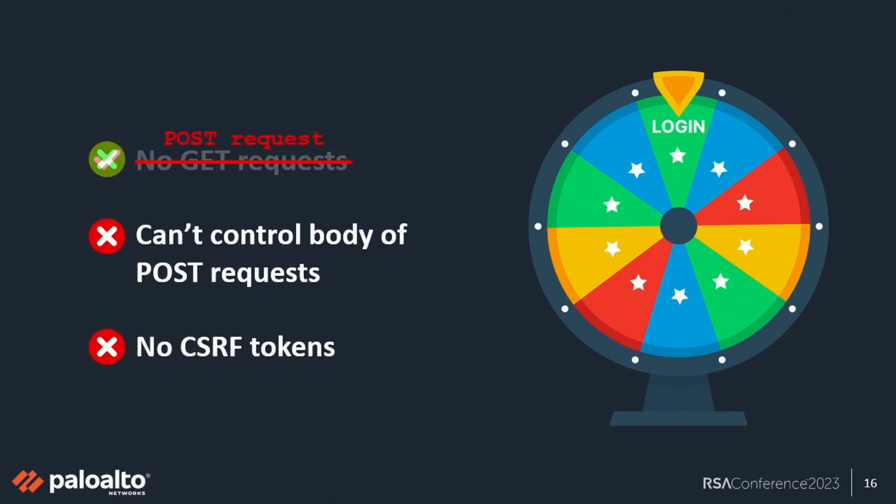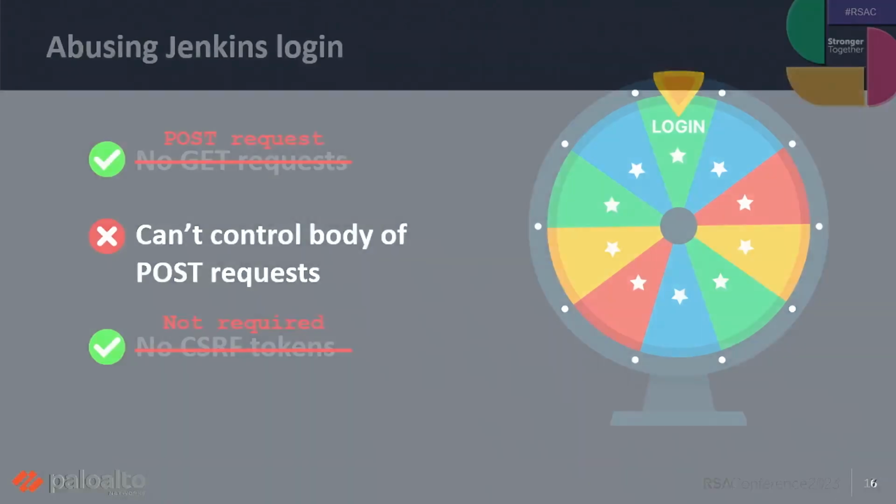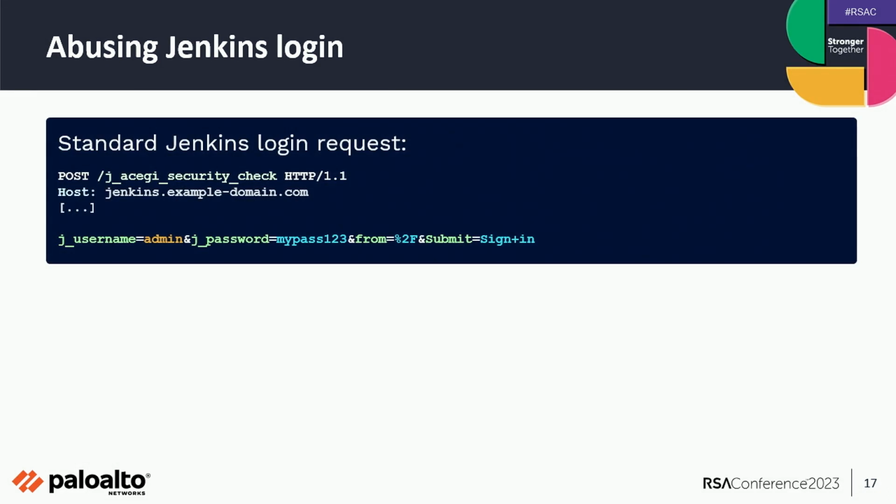First, it expects to receive POST requests. And also, it's the only endpoint in Jenkins that expects a POST request but doesn't require a CSRF token. So we overcame two of the three challenges, but we still need to be able to control the body of the POST request. The question is if we can do that. Let's see. A Jenkins login request looks as follows. It is sent as an HTTP POST request, and you can see that the credentials are sent in the body of the request, pretty standard for a login request. You can see the username and password in the body.